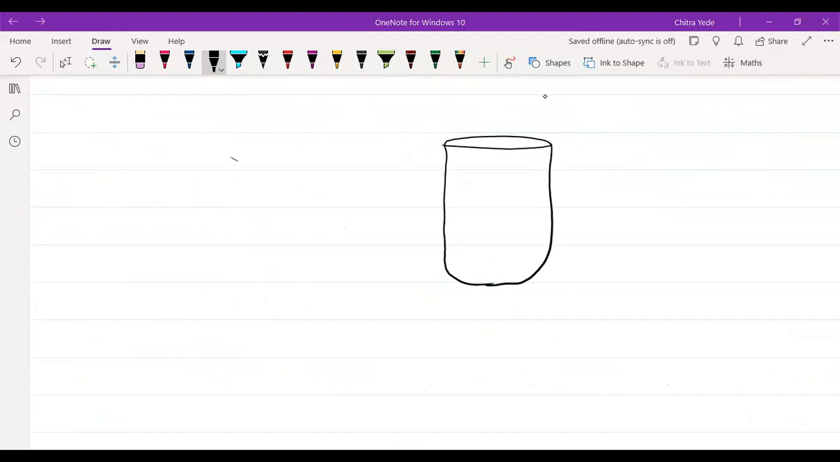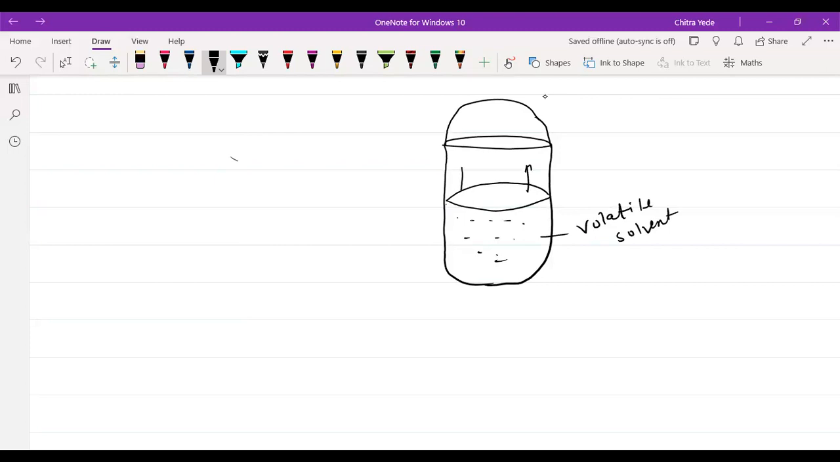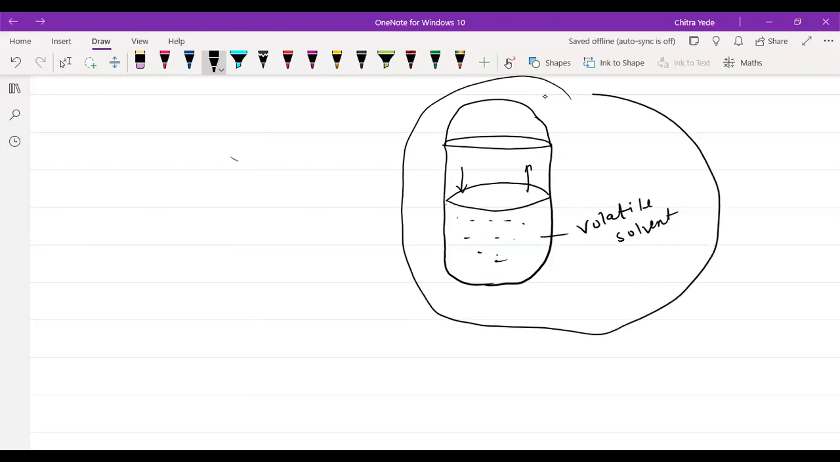Then again, we have to close that container like this. And here again we have taken a volatile solvent. If it is a volatile solvent, it is going to evaporate as well as condense. And if we fix the temperature, like 25 degrees Celsius, constant, a constant temperature of 25 degrees Celsius.